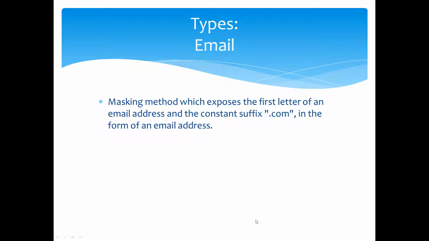So another one of the defaults is email. This is a masking method which exposes the first letter of an email address and then the constant suffix of .com. It doesn't matter if it's a .net. It will replace it with .com, but it will still look like an email address.